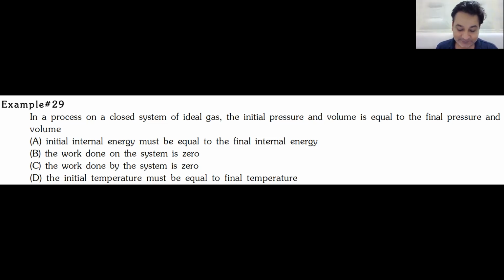Which one? A, B, C, D. B is correct. B is correct, definitely. Anything else? B is definitely correct. No problems about B, right? If B is correct, then D is also correct. If no work is done on the gas, no work is done by the gas also, no? What work done? Zero, sir.